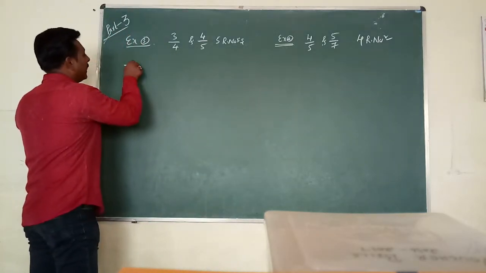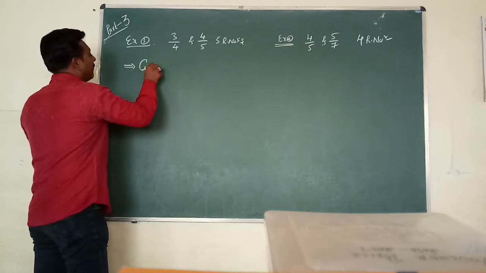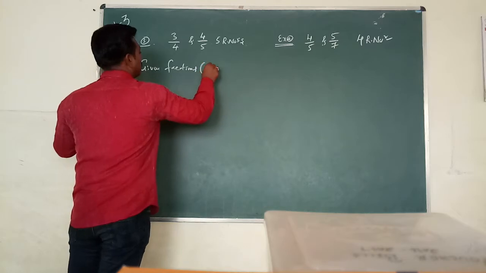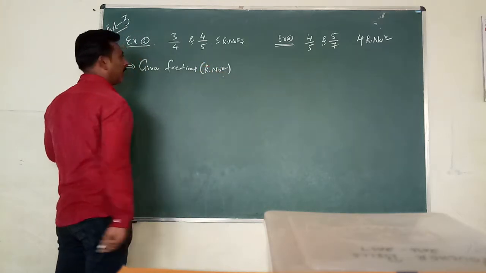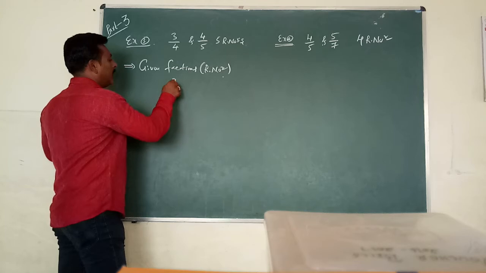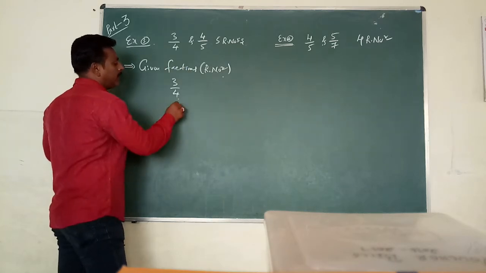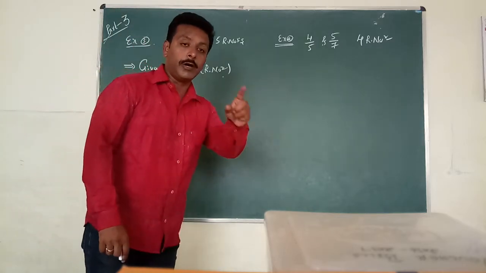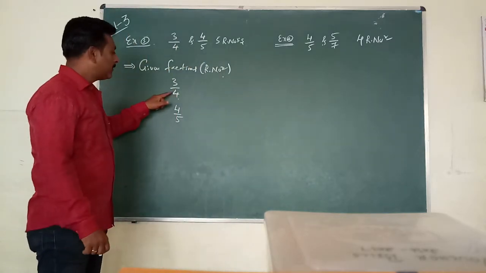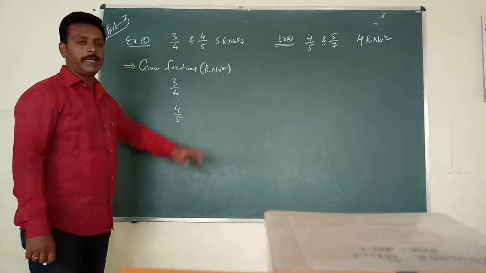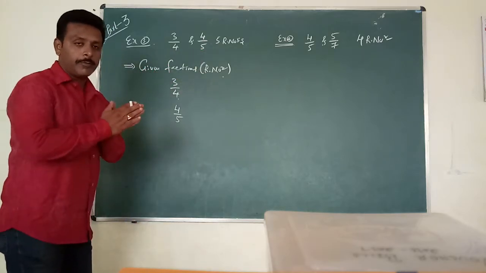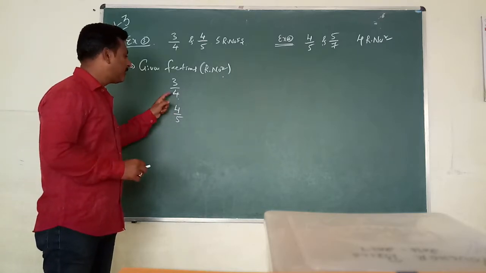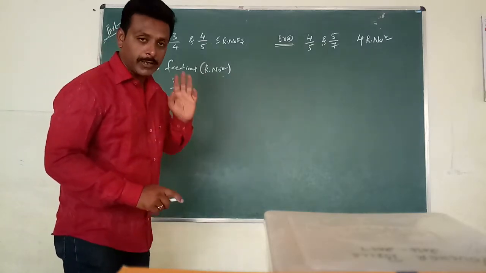First, the given rational numbers: the first one is 3 by 4, and the second one is 4 by 5. First our duty is to make their denominators equal. This denominator is 4, this denominator is 5. You have to make both denominators equal. For that, what you have to do? You have to find the LCM of both rational numbers' denominators.